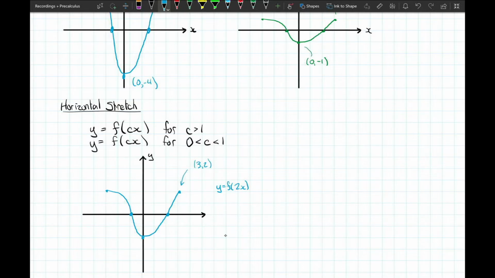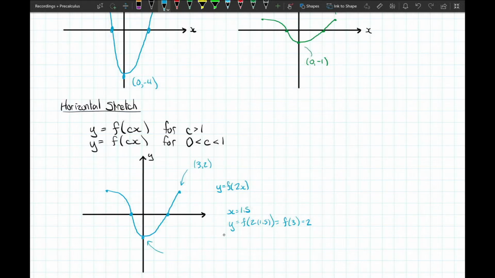Well, now in the function y equals f of 2x, y equals f of, let's say, 2 times 1.5 for x is now going to be f of 3, and that is going to equal 2. So when x is equal to 1.5, we're now going to get the y coordinate 2. So this point is going to get shrunk inwards to an x value of 1.5 now.